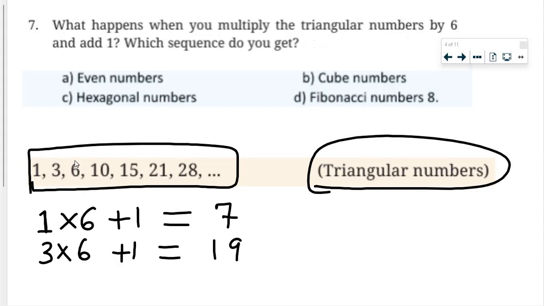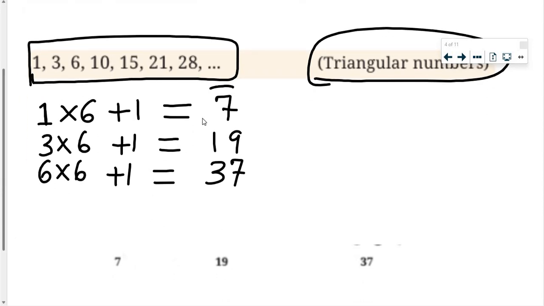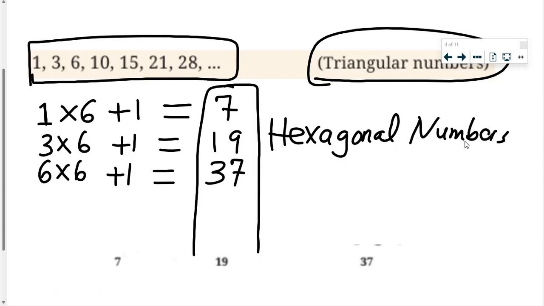The next triangular number is 6. Multiply by 6, add 1. What number do you get? 6 into 6, 36, plus 1, 37. Can you see these numbers? What are they? We have seen them. These are hexagonal numbers. Let me carry on.